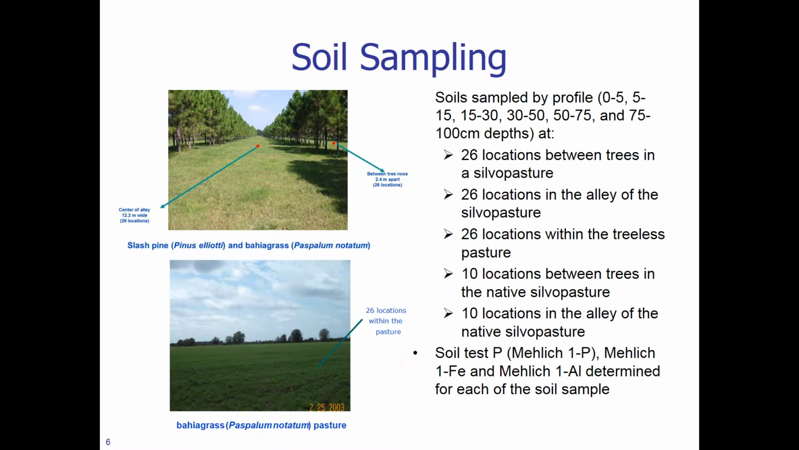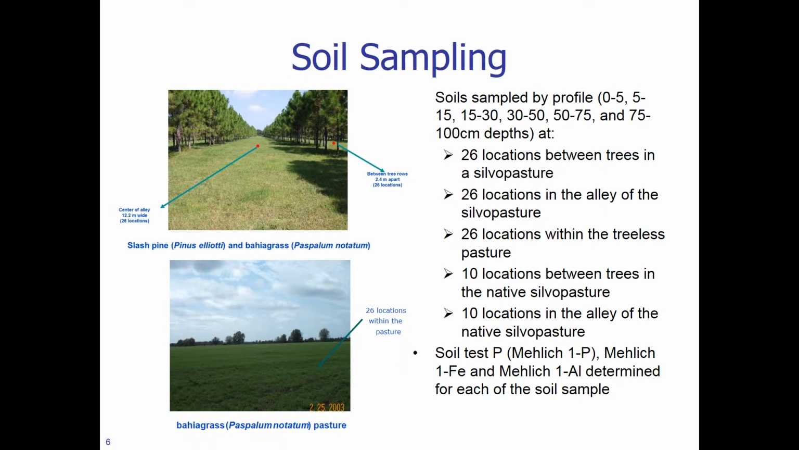Soil sampling. We sampled by depth: 0 to 5, 5 to 15, 15 to 30, 30 to 50, 50 to 75, and 75 to 100 centimeters at 26 locations between trees in a silvopasture and 26 locations in the alley of the silvopasture. In addition, we sampled the soils at 26 locations within the treeless pasture and 10 locations between trees in the native silvopasture and 10 locations in the alley of the native silvopasture.